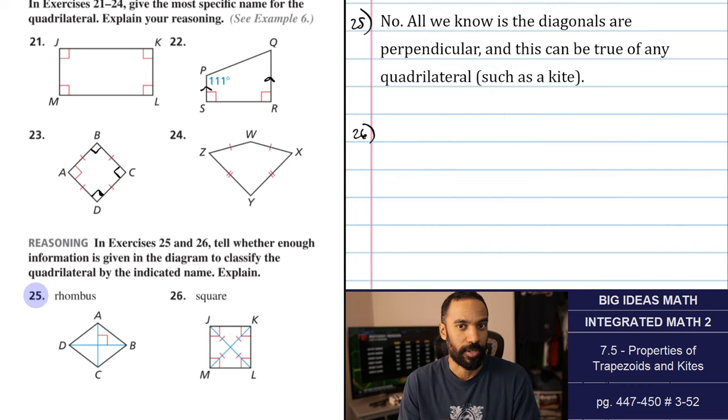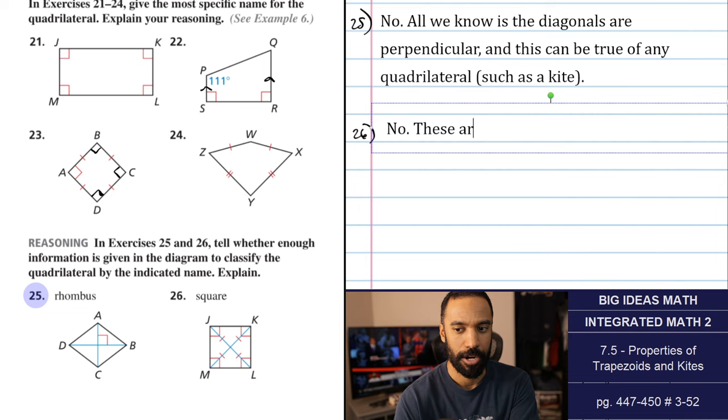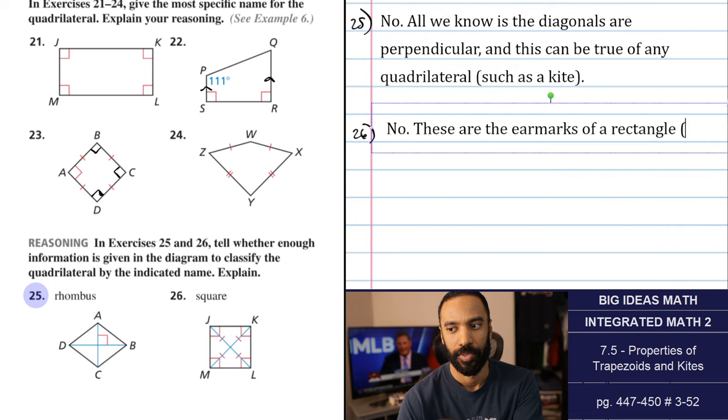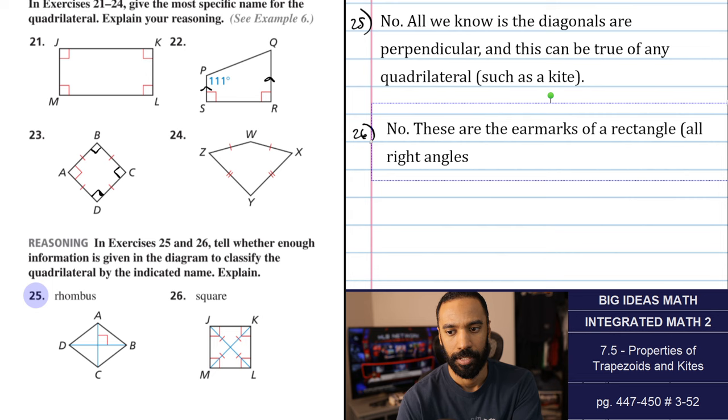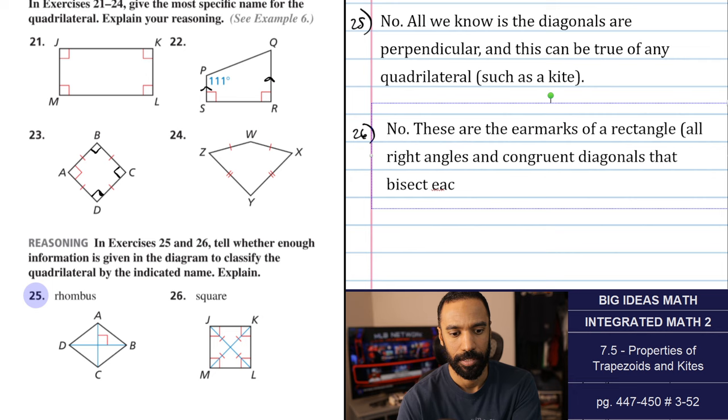A square? No. These are the earmarks of a rectangle: right angles, all right angles, and congruent diagonals that bisect each other. So it would need more to be a square.